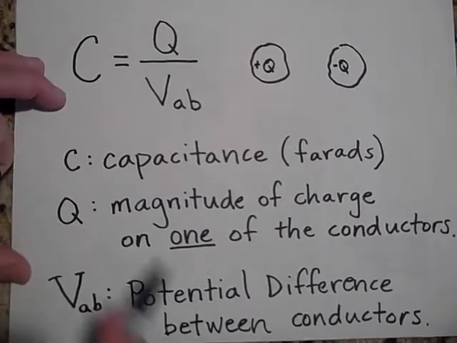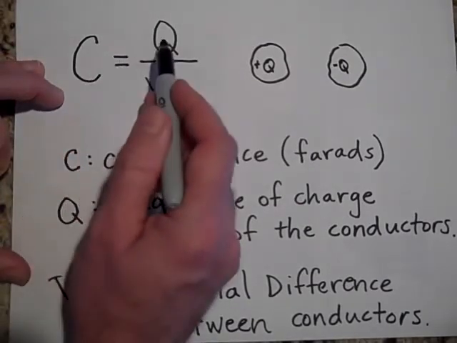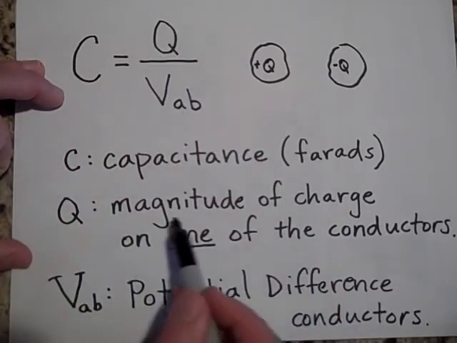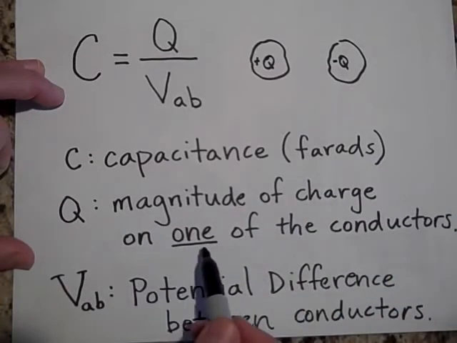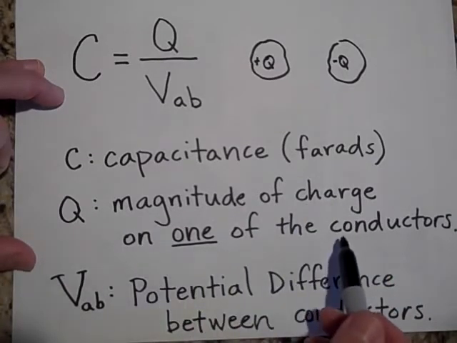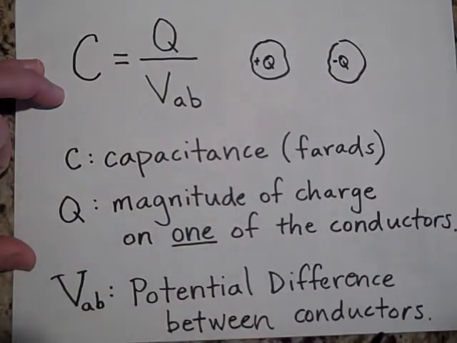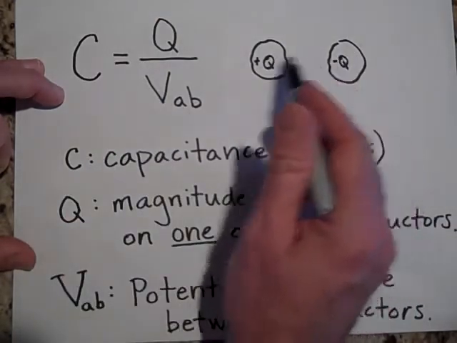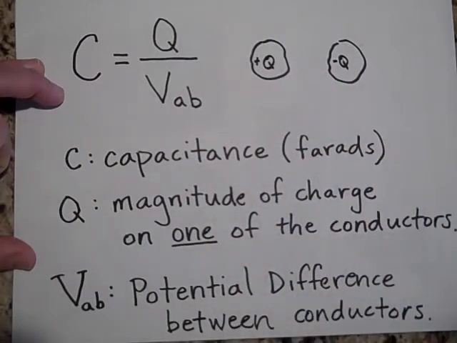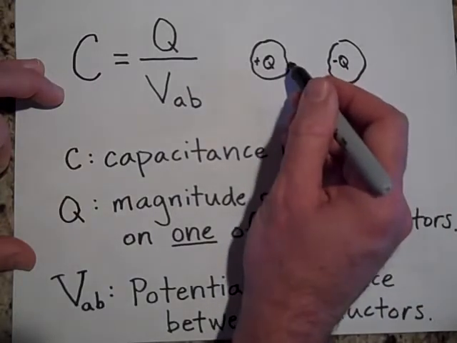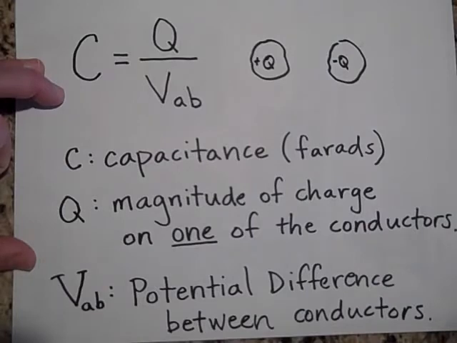Okay, so capacitance C is equal to Q, where Q is the magnitude of charge on just one of the plates. Just one of these plates. You don't add them both, but just one. Divided by the voltage between these two. So divided by how much, if you do your path integral from here to there, the voltage that you get will be what you divide by.